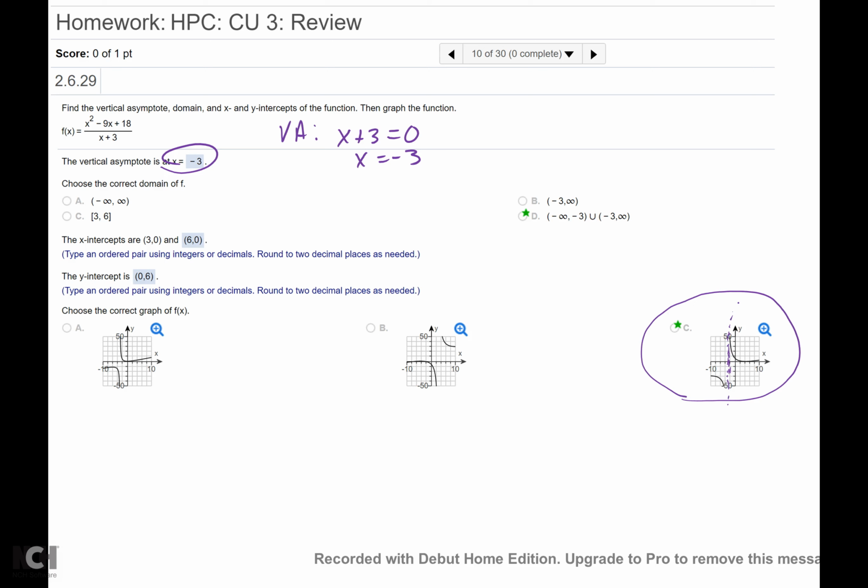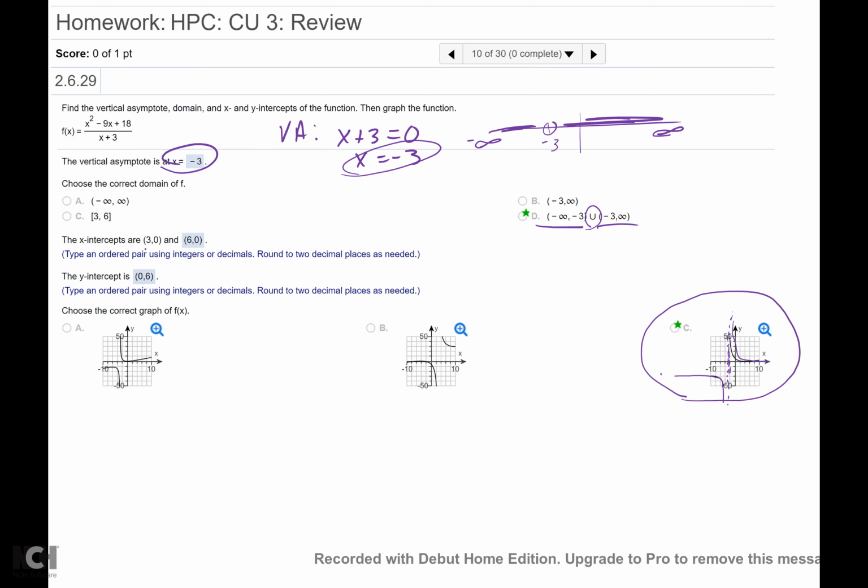Okay, and so my domain, you can see there's graph, stop, graph. So that's going from negative infinity to negative 3, stop, make a union, start at negative 3 again and go to infinity. Or you could have just said, because that's also your domain, if x can't be negative 3, it can be everywhere else, which is negative infinity to negative 3, union negative 3 to infinity.